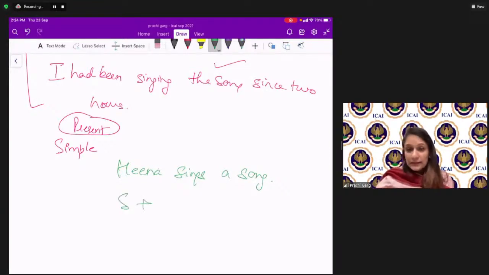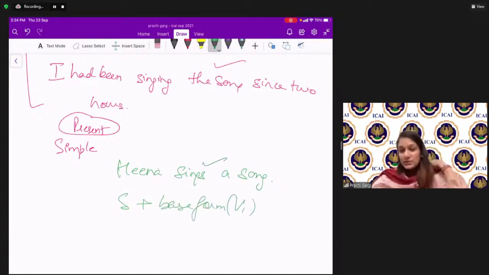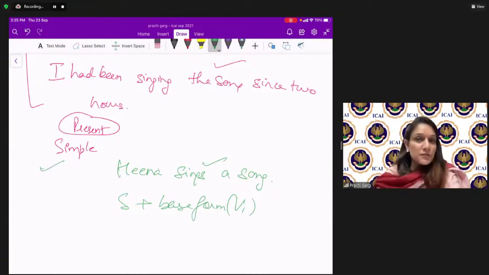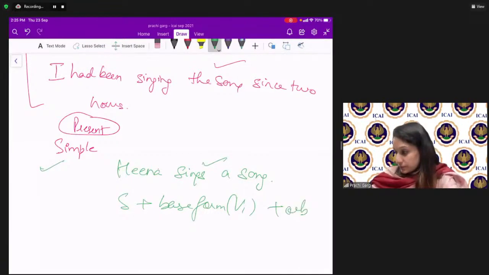Okay, in simple present, we only talk about subject, then the base form of verb, which is V1, and we use the subject verb agreement in the simple present. So if it is singular for the subject, we use S, otherwise, we just use the base form. Okay, the simple present is just like the first rule of the subject verb agreement. Okay, then you have the object here.